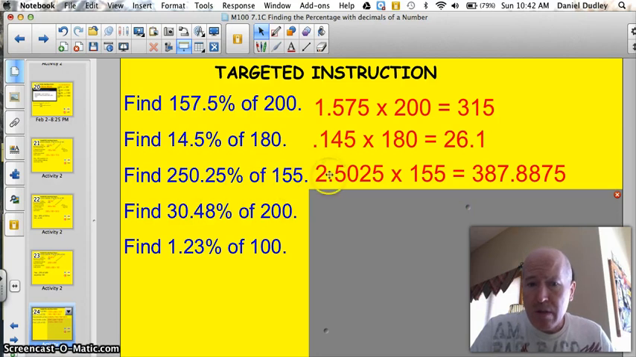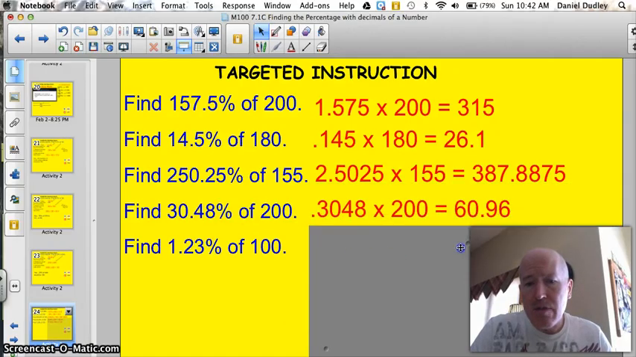250.25% of 155. Well, move it 2 places, you're going to get 2.5025. Did you remember to leave the 0 in there? Good, because when you move that decimal, leave the zeros as their placeholders. Times 155 would be 3887.8875.